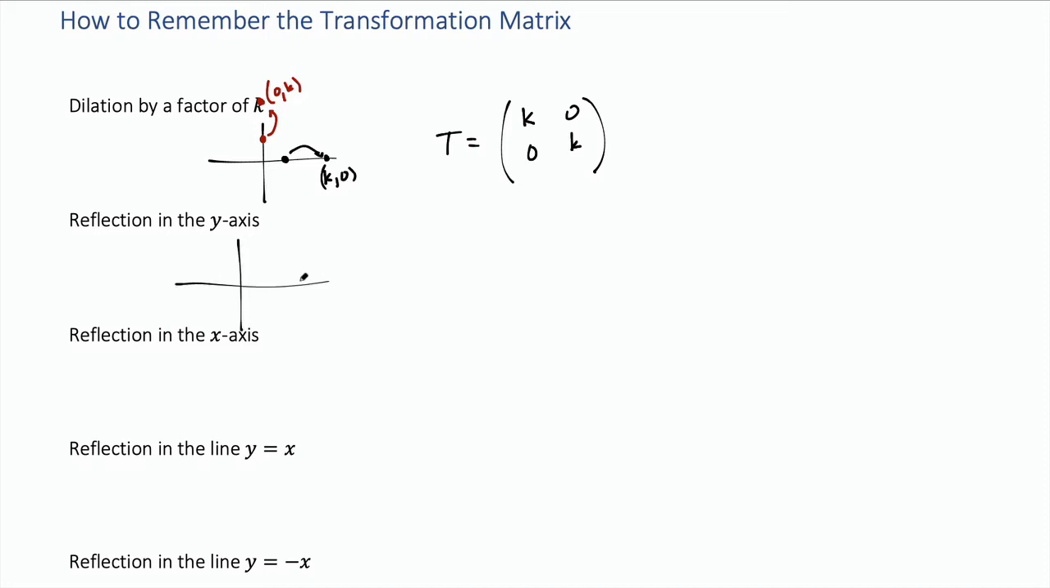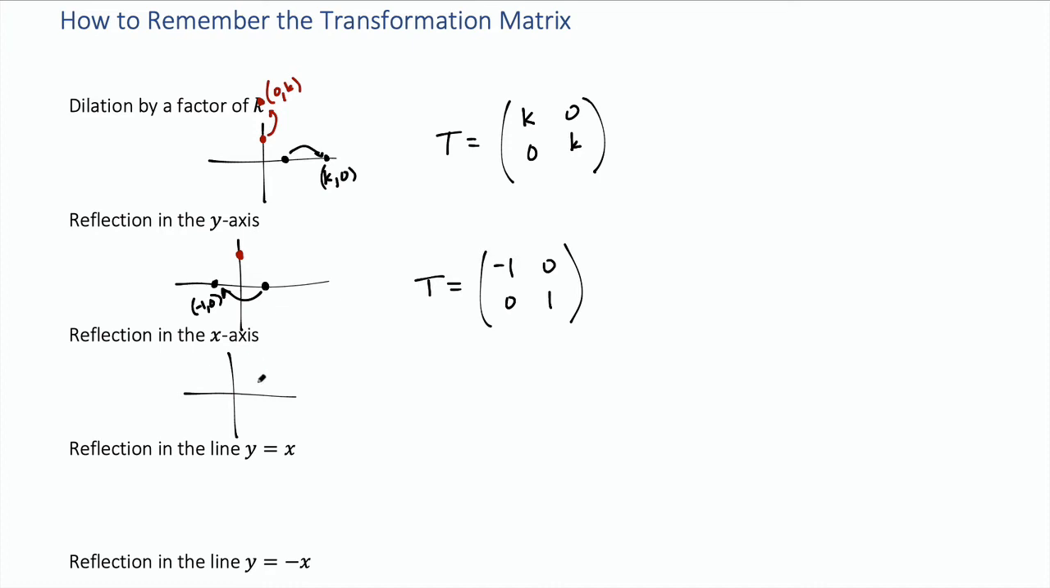For reflection in the y-axis, we're going to look at the point (1, 0), and if I reflect that in the y-axis, that jumps over here, and we'll end up at (-1, 0). That means that my first column is (-1, 0). The point (0, 1), if I reflect that in the y-axis, doesn't actually change. It just stays where it is at (0, 1). So my second column is (0, 1). So that's the transformation matrix for reflection in the y-axis.